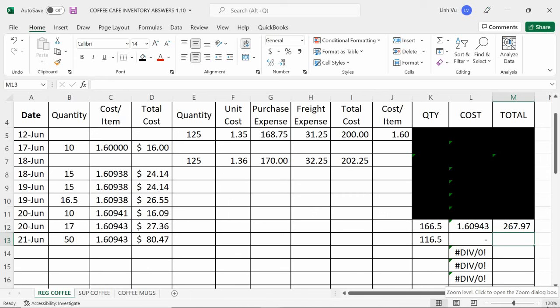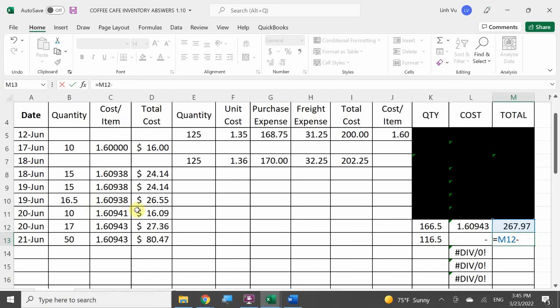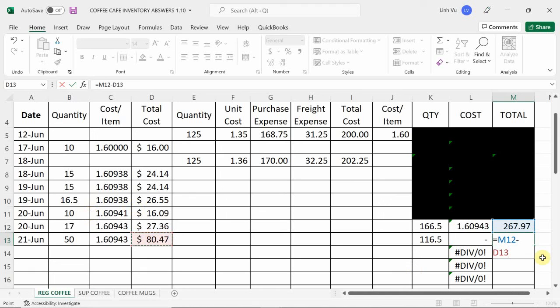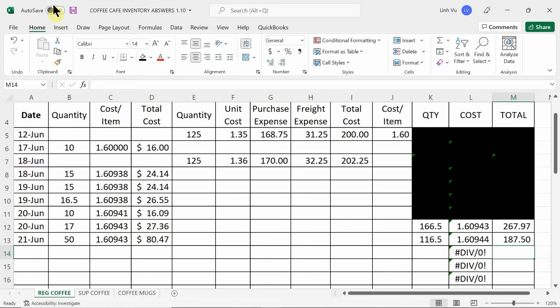And of course, let's figure out what my new total cost is going to be. If I started out with $276.97 and I end up selling $80.47, how much should I have remaining? $187.50, which is going to increase my cost per item by 10,000th of a penny. See, it increased by 10,000th of a penny.